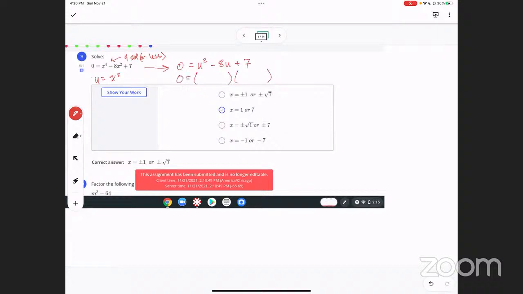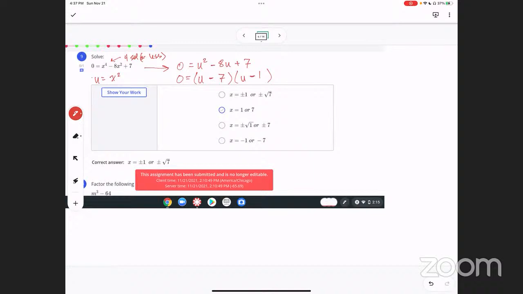How can that factor? Multiply to 7 and add to -8. What multiplies to 7 and adds to -8? Answer that riddle for me. Remember, they can be both negative. -7 and -1. Good. Got it?